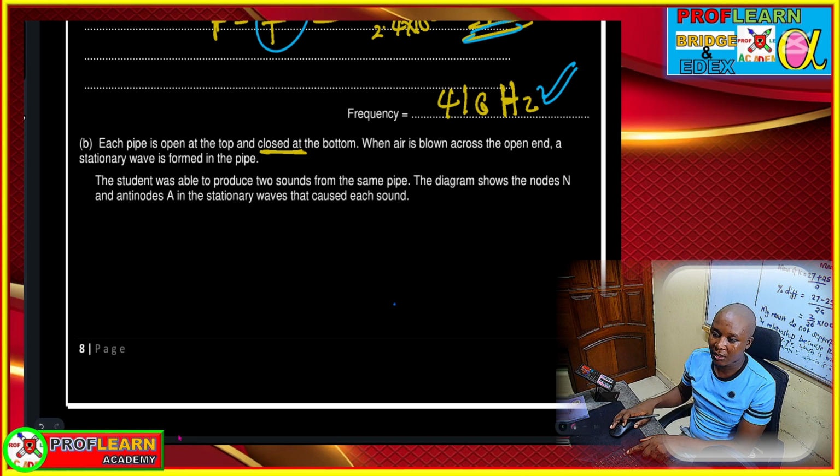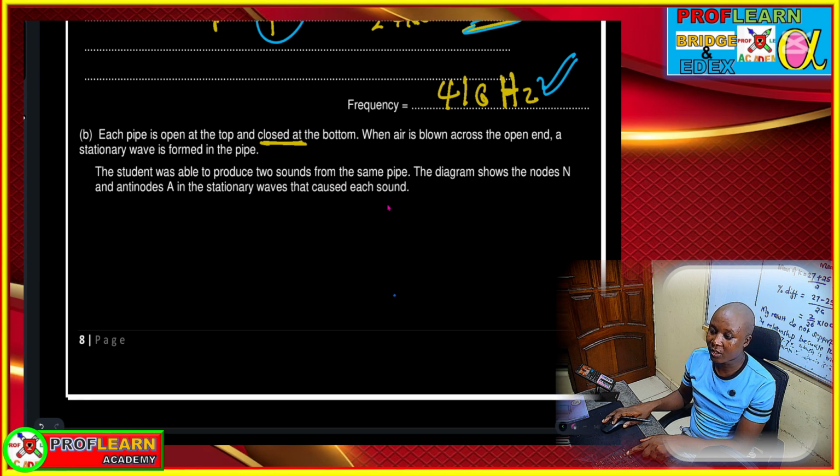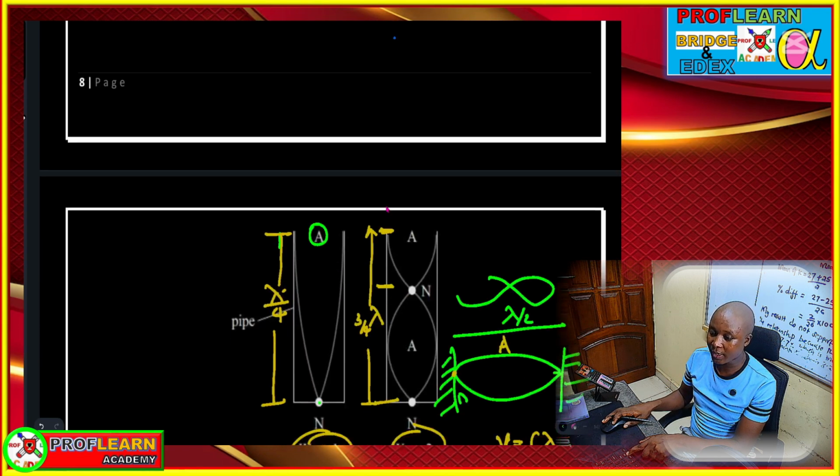Each pipe is open at the top and closed at the bottom. When air is blown across the open end, a stationary wave is formed. The student was able to produce two sounds from the same pipe, and the diagram shows the nodes and antinodes, A and N, in the stationary wave that caused each of the sounds. So there are two case scenarios.